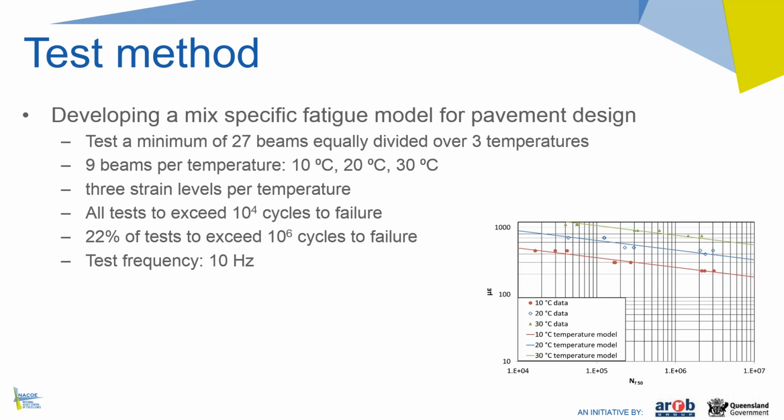Okay, then just a couple of details on the test method again. We'll be testing a minimum of 27 beams equally divided over 3 temperatures. We'll be testing therefore 9 beams per temperature at 10, 20 and 30 degrees C. A minimum of 3 strain levels per temperature, and all tests shall exceed 10,000 load cycles to failure. And 22% of the tests shall at least have 1,000,000 load cycles to failure. And obviously you have to tweak the strain levels to achieve that. And the test frequency will be the normal 10 Hz that we're used to.